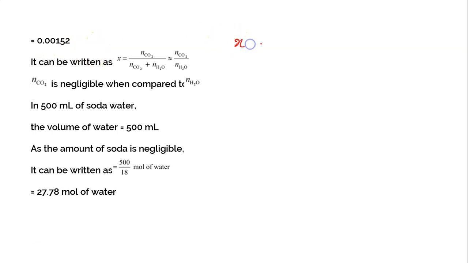We know that mole fraction is equal to 0.00152 and this mole fraction is represented as moles of CO2 divided by total moles. When I say total moles, it has to be moles of CO2 plus moles of H2O. Since I'm talking about a very dilute solution, I can ignore the number of moles of carbon dioxide from the denominator.